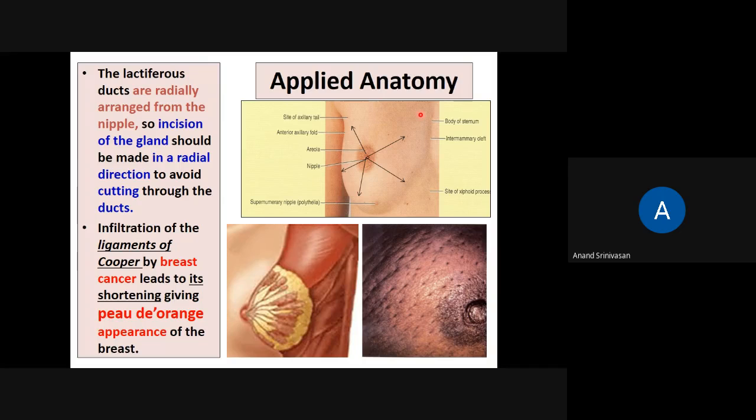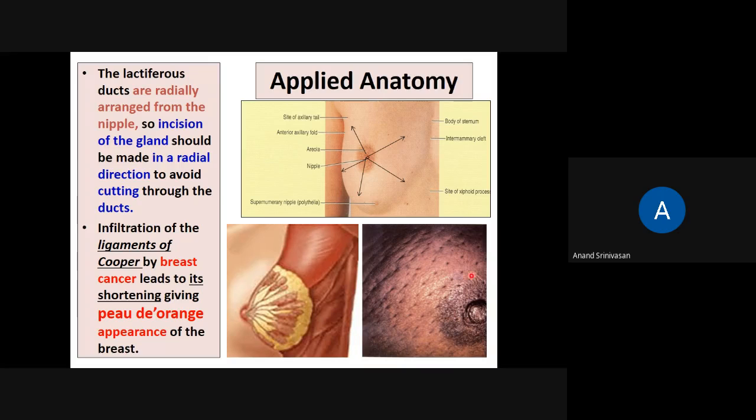This one I already told you: the infiltration of the ligaments of Cooper. What happens if the ligaments of Cooper are involved? The skin over the mammary gland is changed. Here you can see there are small puckerings of the skin. Can you see?